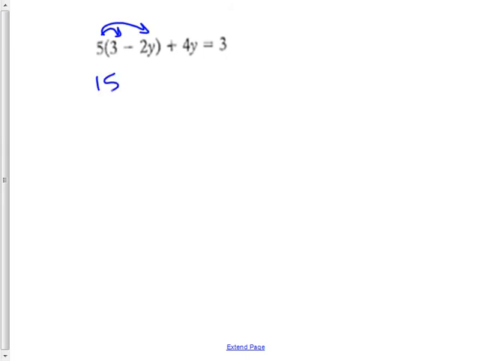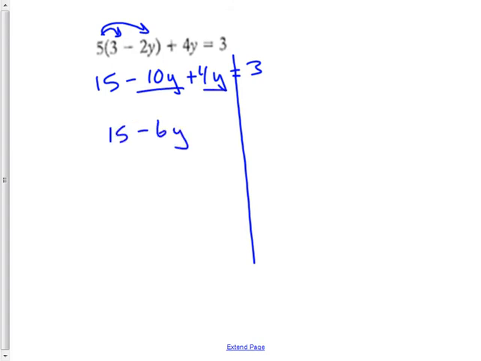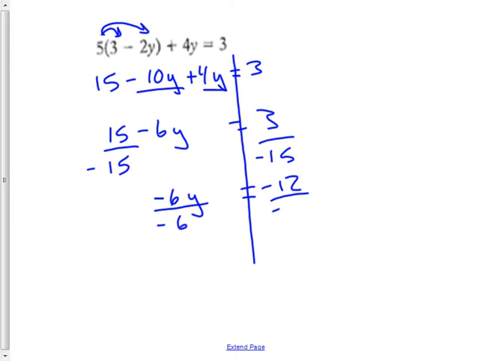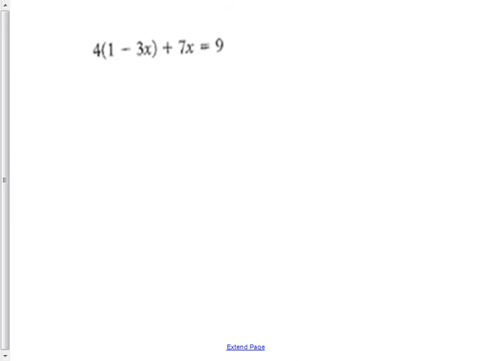So 5 times 3 is 15. 5 times negative 2y is negative 10y plus 4y gives me 3. I've got like terms on the same side. Okay, like terms on the same side, negative 10y plus 4y, so I've got 15 minus 6y equals 3. Like terms on opposite sides, here's a 15 and a 3, so I subtract 15. So I have negative 6y equals negative 12, divide by negative 6, divide by negative 6, and y gives me 2. I can, of course, check that in my equation, but we have been doing that for a while, so we're going to move on.